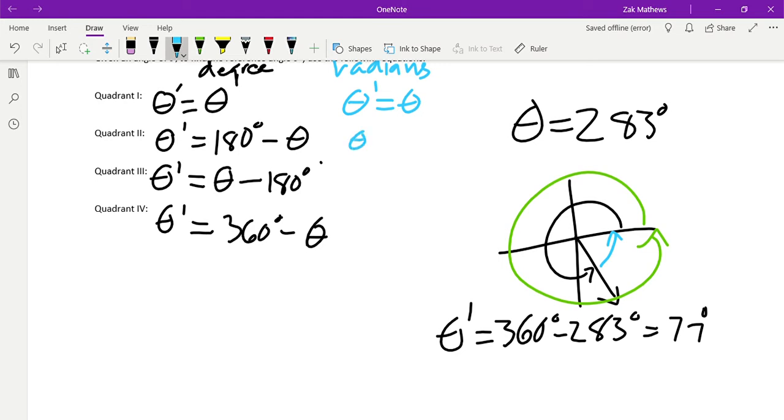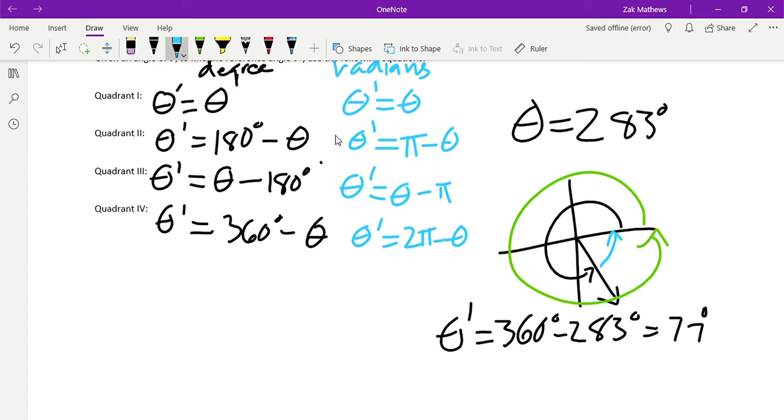If our angle is in the second quadrant, to find our reference angle, we are going to take pi and subtract the angle. If our initial angle is in the third quadrant, we're going to take our initial angle and subtract pi. And then in the fourth quadrant, we're going to take 360's equivalent, which is 2 pi, and subtract theta.